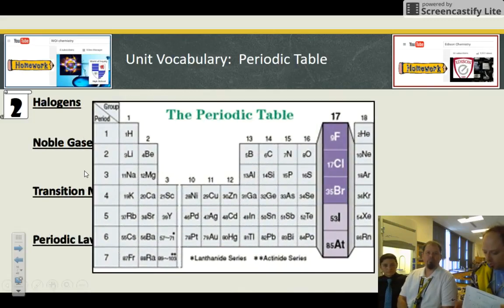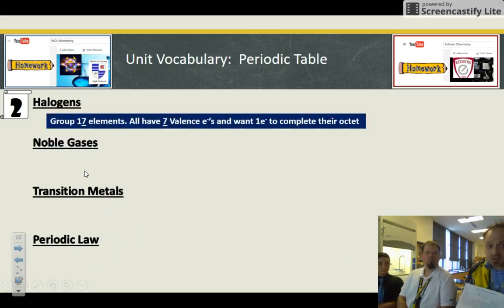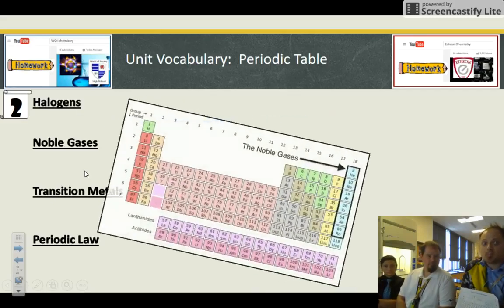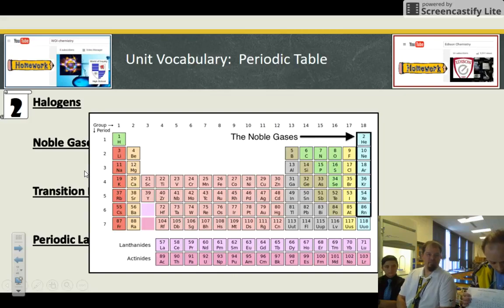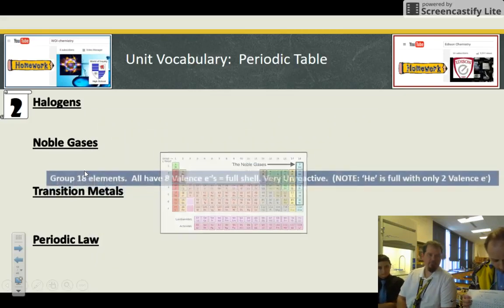Halogens, group 17. So we're actually going to skip the whole middle for the time being and go all the way over to the non-metal group. There it is. These are group 17 elements. They have 7 valence electrons and want 1 electron to complete their outer shell, and therefore they're very reactive. Super reactive.